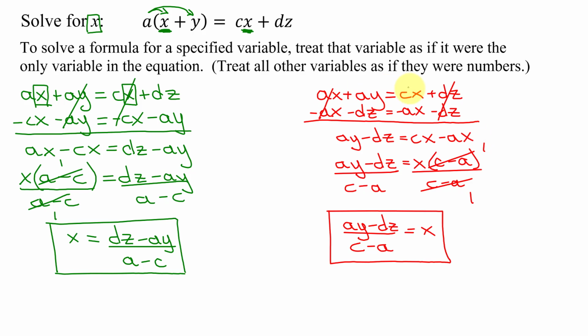I would have subtracted ax from both sides. I would have subtracted dz from both sides to get this step, factored out the x, and finally divided both sides by c minus a. And this is the solution I would have obtained. Now notice these solutions look different, but they're totally equivalent. And if you want to check that they're equivalent, just multiply numerator by -1 and denominator by -1, and you will obtain the other solution.